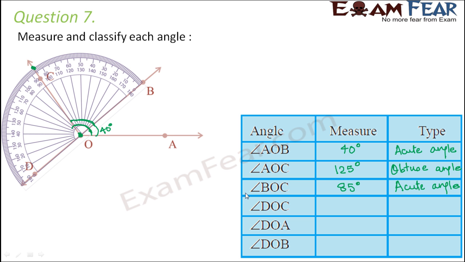In a similar fashion, I hope that you can find out the values of angle DOC, DOA and DOB. So that is left as an exercise for you. So keep placing the protractor and try to find their values.